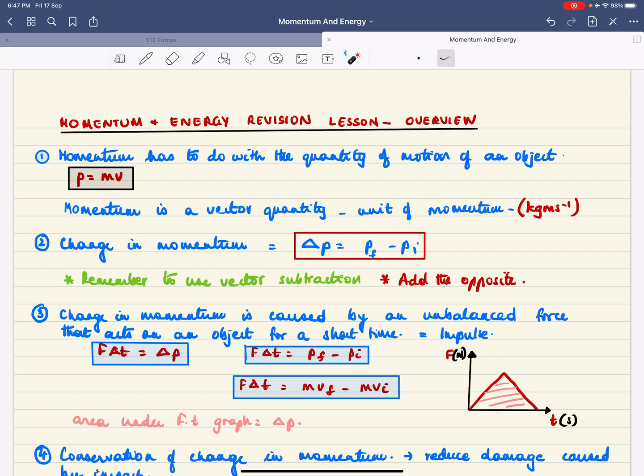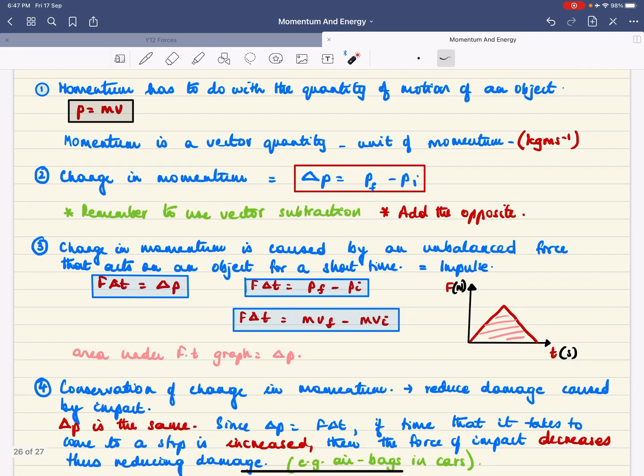Now, in order to calculate the change in momentum, it's always the final momentum minus initial momentum. Because momentum is a vector quantity, we need to do this subtraction using vector subtraction. So what we do is it's Pf plus Pi in the opposite direction. Just make sure you're flipping the initial momentum. So it's called adding the opposite.